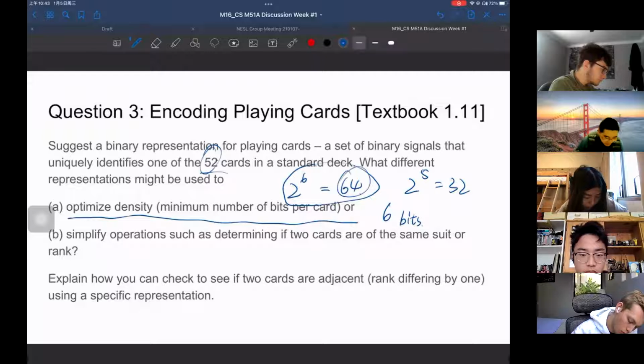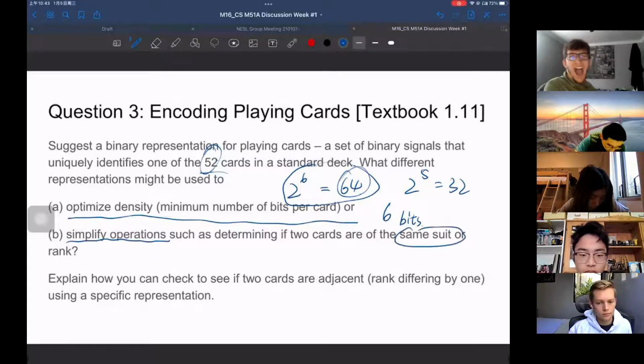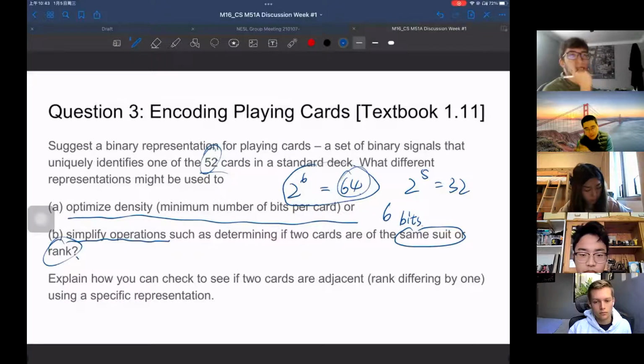Okay. And then for B, we want to simplify operations, which means we want it to be easier to represent the same suit or rank. So what does this mean? It means I have 2 cards and I want to make it easier to compare. Do they come from the same suit? Are they from the same rank? Are the sizes the same?